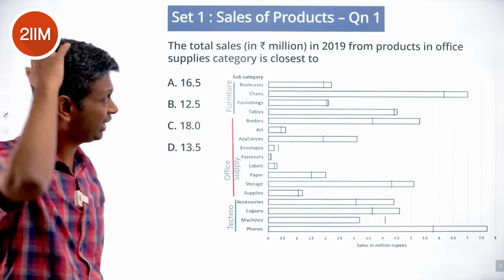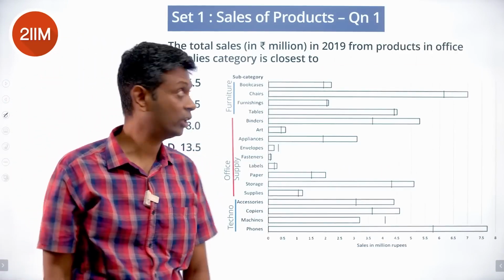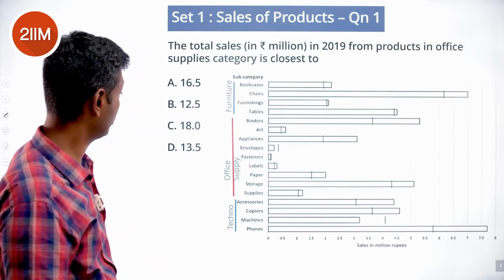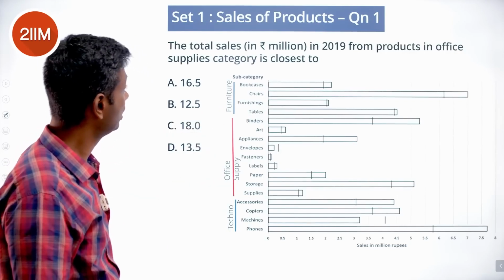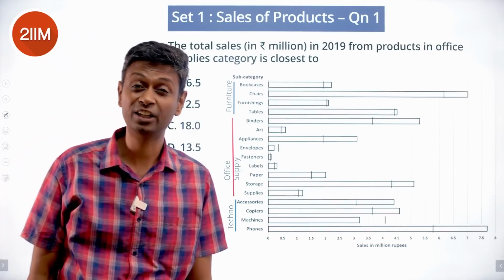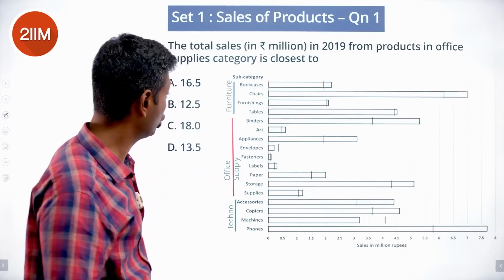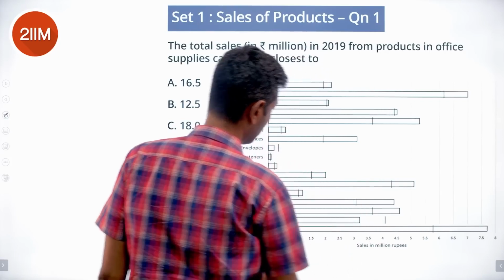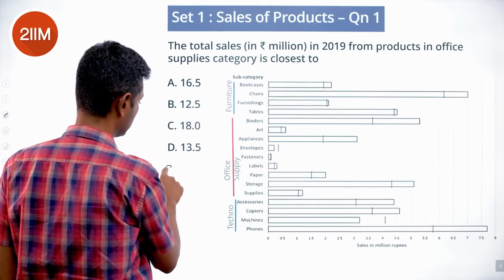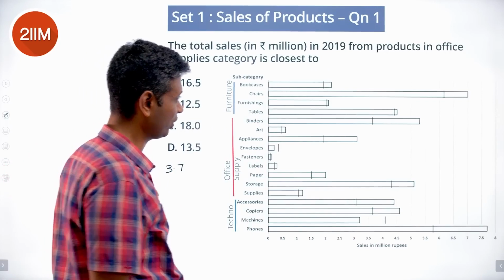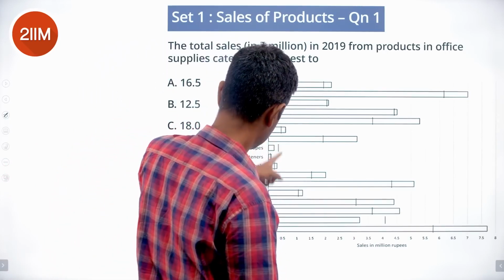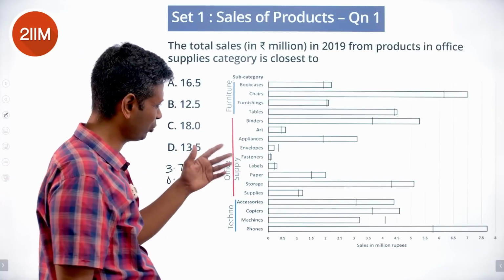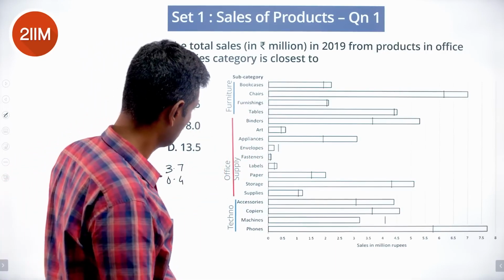There's nothing much to figure out. It's only solving from here on in. The total sales in rupees million of 2019 from products and office supplies category. This is office supply. And we want 2019. We're going to add 9 different numbers. The pain in the neck. You've got to do what you've got to do. This is 3.5, 3.7, maybe 3.65. Art, this is 0.5, 0.4, maybe a little more than 0.5, 0.4, but I'm offsetting that.